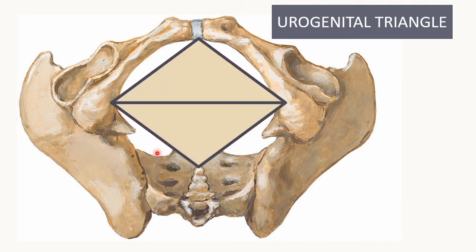The perineum is a diamond-shaped area, and it is separated into two triangles by an imaginary line drawn at the level of the right and left ischial tuberosities. These projections of the ischium are called the ischial tuberosities. We draw an imaginary line joining the right and left ischial tuberosities. That line separates the diamond-shaped area into two triangles. The anterior triangle is called the urogenital triangle, and the posterior triangle is called the anal triangle.